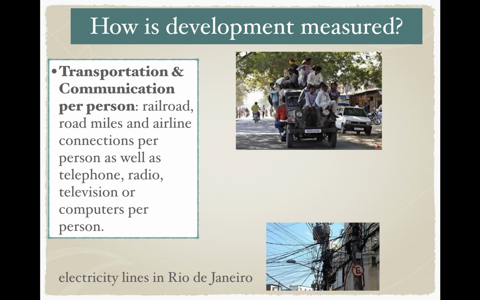Another way to measure development is to take a look at the transportation and communications available per person. So, in other words, what access do people have to these transportation and communication systems? How many railroad lines are there as related to the population? How many miles of road are there? Are the airline flight global patterns connected with other places?